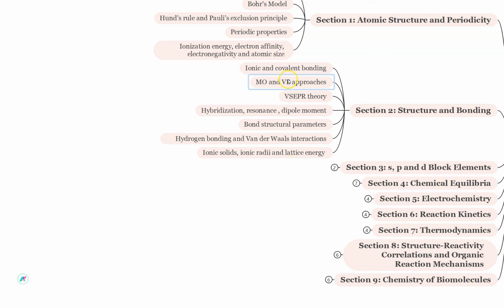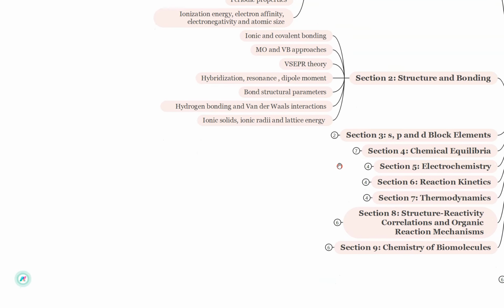From section 2, different types of bonding are important, like ionic and covalent, molecular orbital and valence bond theory approaches, the VSEPR model, terms like hybridization, resonance, dipole moment, different bond structural parameters, and other stabilizing interactions like hydrogen bonding, Van der Waals interaction. Ionic solids, ionic radii, and lattice energy are also to be studied.